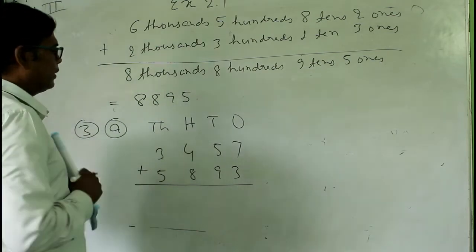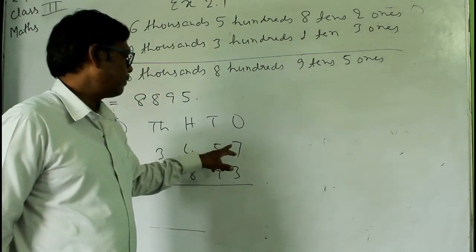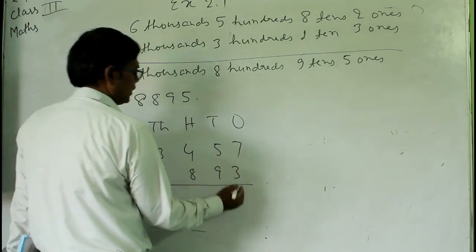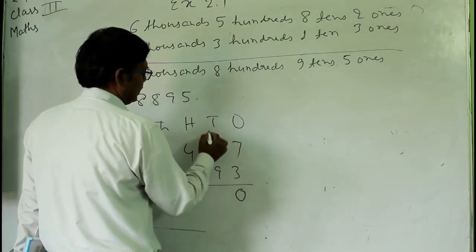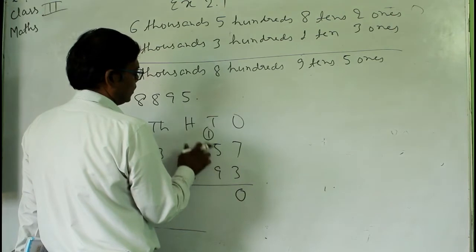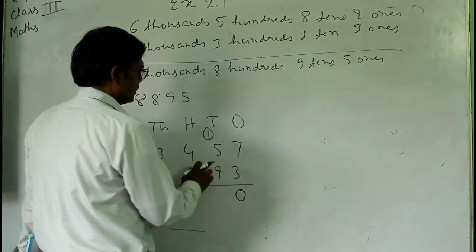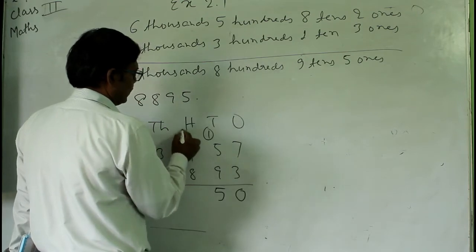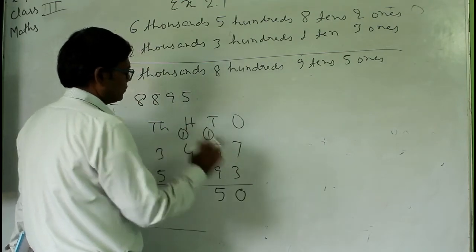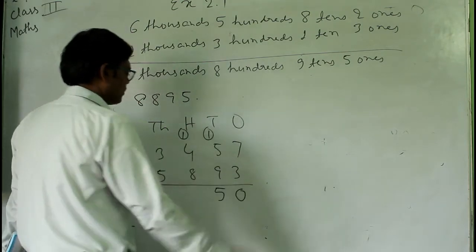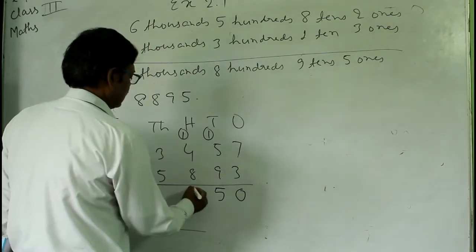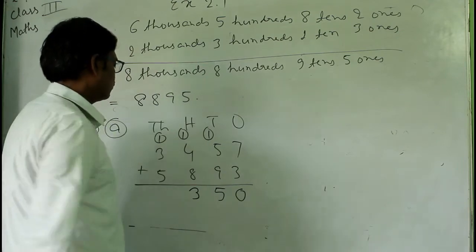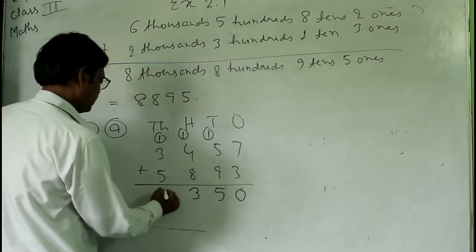So you have this number and you have to add here. So 7 plus 3 will be 10. Okay? 7 plus 3 is 10. Then write here 0. Then carry 1. So 5 plus 1 is 6. And 6 plus 9 is 15. So 15. Then carry 1. So 4 plus 1 is 5. And 5 plus 8 is 13. Then write here 3. Then again carry 1. So 3 plus 1 is 4 and 4 plus 5 will be 9.